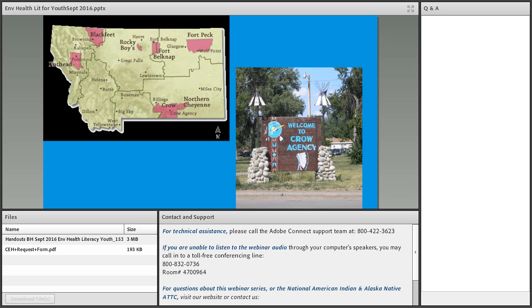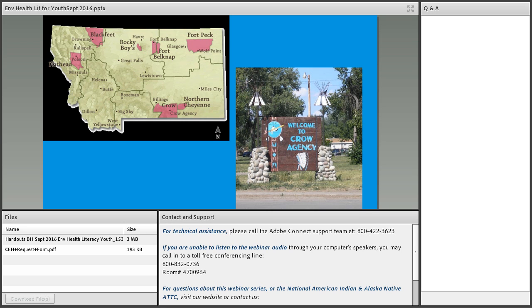It's the largest reservation in Montana and the 5th largest in the country, with approximately 12,000 people and 70% of Crows living there. So I was very happy to be able to work with my tribe in developing this project over the past couple of years.